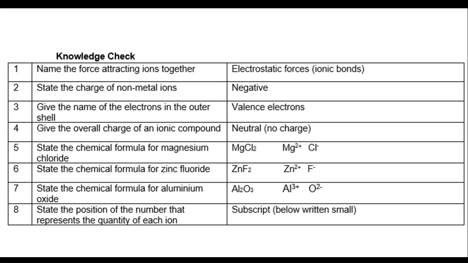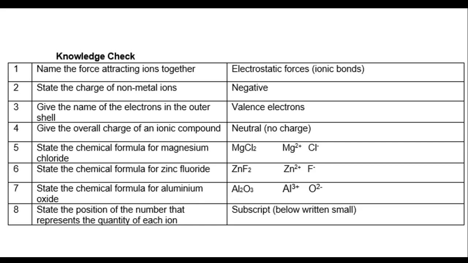Here are the answers. The force attracting ions together is electrostatic forces, and these form ionic bonds. It is the attraction between oppositely charged ions. The charge of non-metal ions is negative. This is because they gain electrons. The name of electrons in the outer shell is valence electrons. The overall charge of an ionic compound is neutral, no charge.